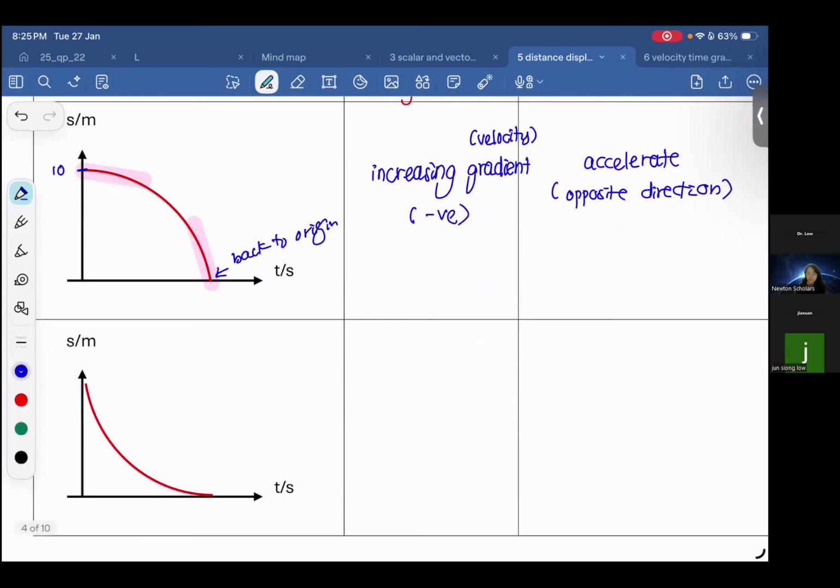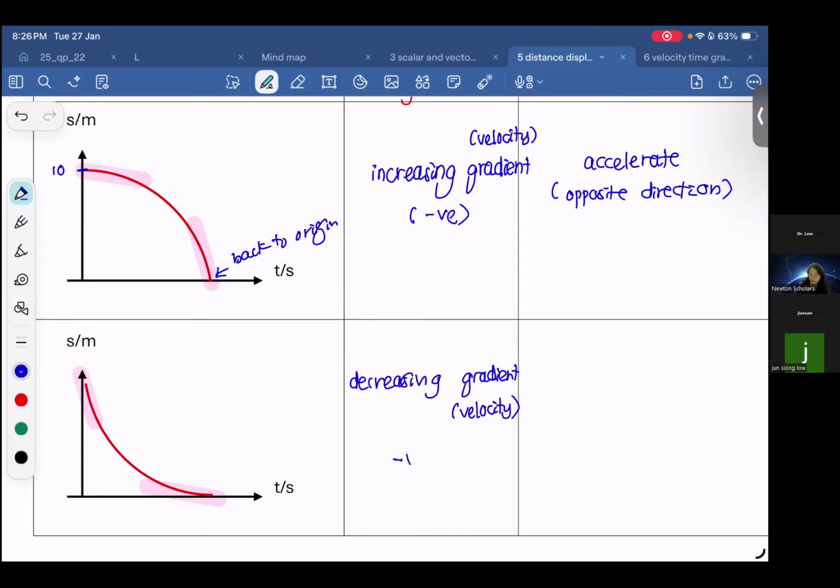The last one at here. Again, think about the gradient. So I draw the gradient. Now the gradient is increase or decrease or constant or zero? Yes, correct. Jiaxuan, correct. Zhixiong, correct. So we write decreasing velocity, decreasing gradient first. I know the gradient is decreasing, so decreasing velocity.